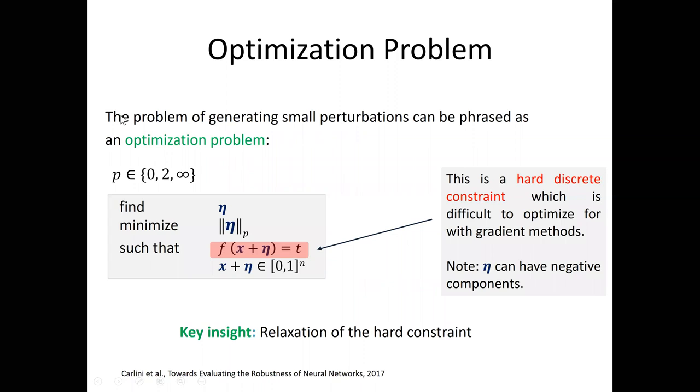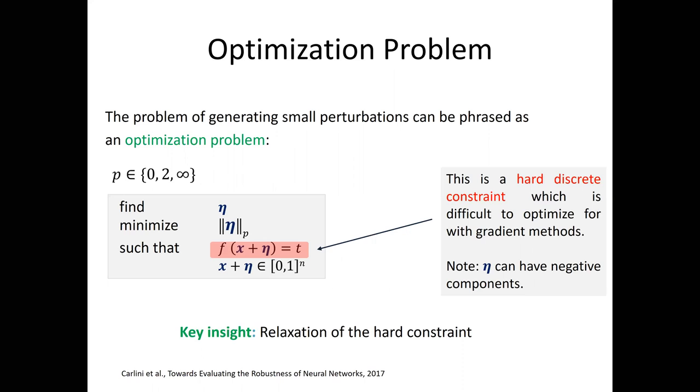So what we have here is the following situation. Our goal is to find eta, where we minimize the P norm of eta, trying to make it as small as possible, such that the network classifies the adversarial example to this target label T, and the resulting adversarial example, this X plus eta, is in some range, right? It's in this [0, 1]. So every pixel, if you like, is in the range between 0 and 1. So that's what we would like to do.